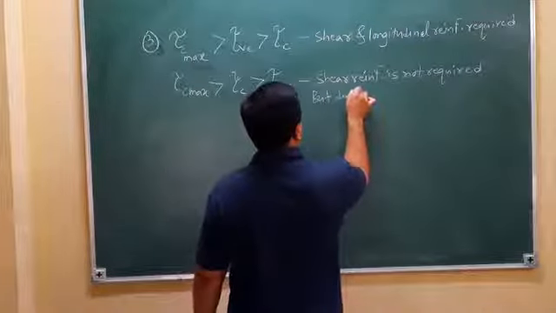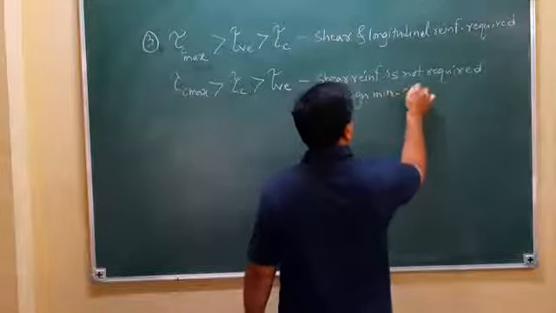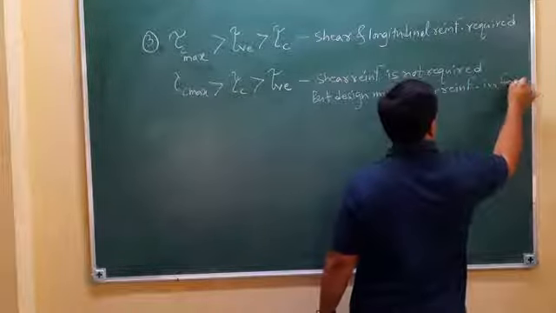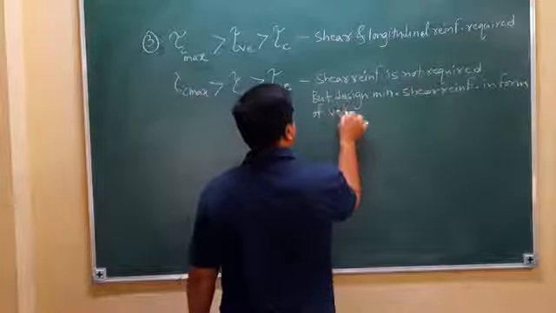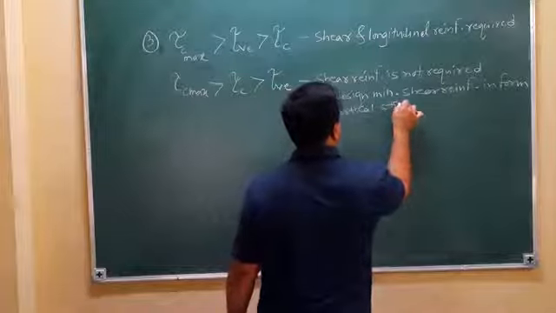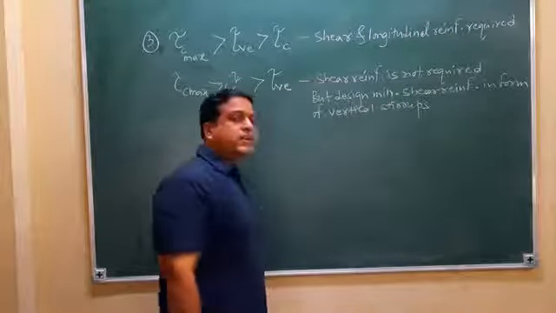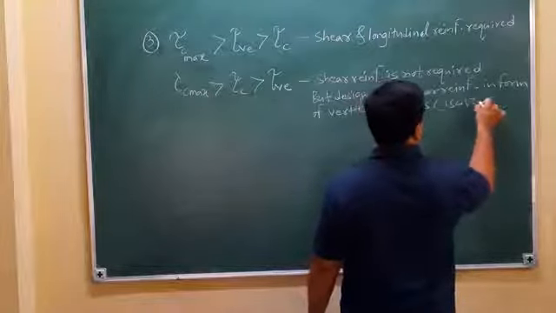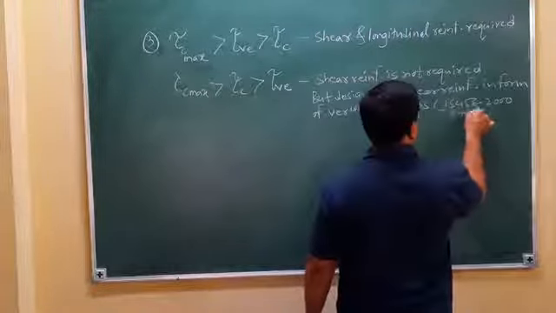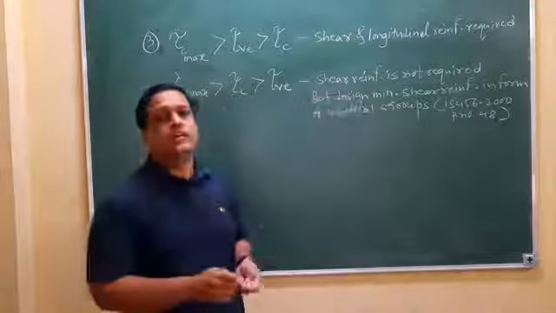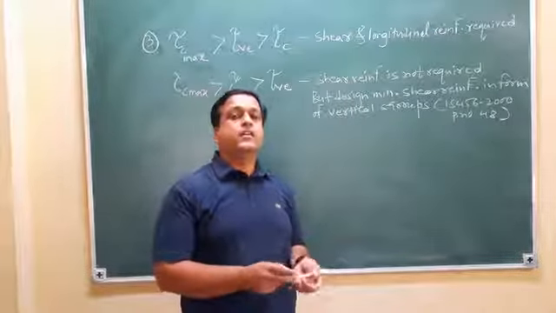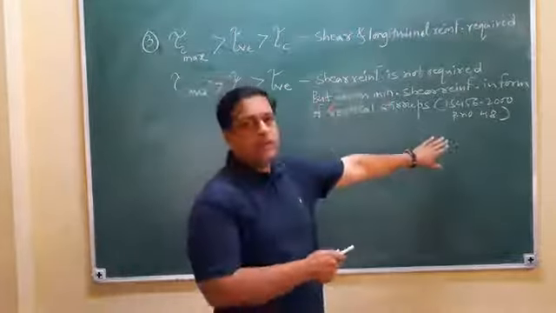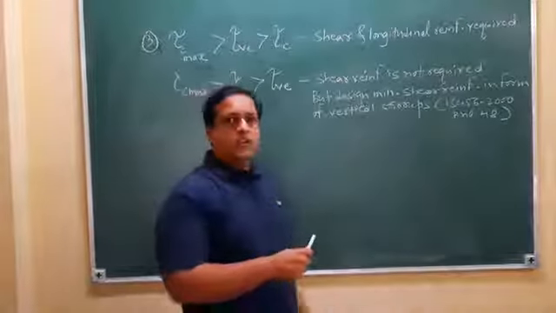but design minimum shear reinforcement in form of vertical stirrups, with the reference of IS 456, 2000, and page number 48. Whatever we have done in last semester in DCS 1, in design steps of shear, that same you have to do in this case. Also, longitudinal reinforcement is required.